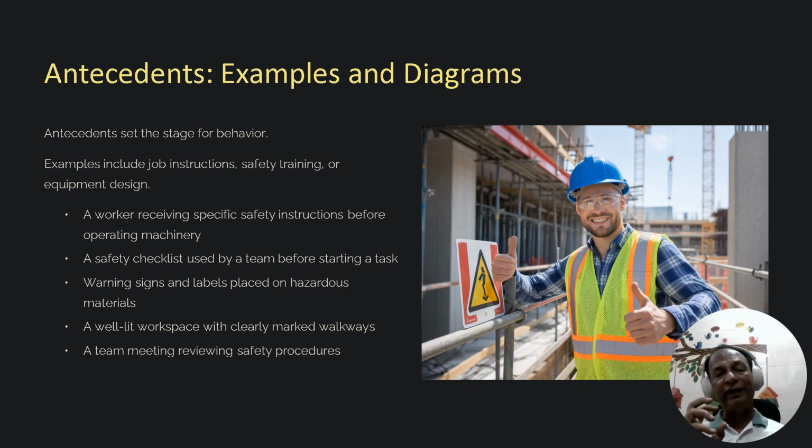Now, examples and diagrams. The ABC model is the real baseline model which converts at-risk behavior into safe behavior. So what are the examples? A worker receiving specific safety instructions before operating machinery. If you tell the operator in advance, look, you press this switch if there is any emergency, then that will become a safe behavior and that training will become the antecedent. This is what we are going to talk about in more detail.